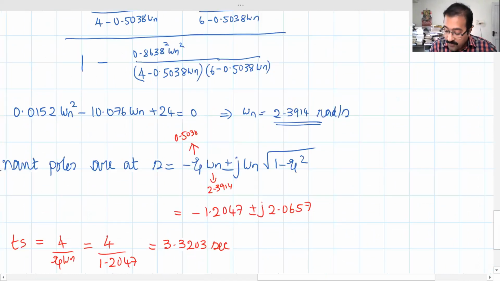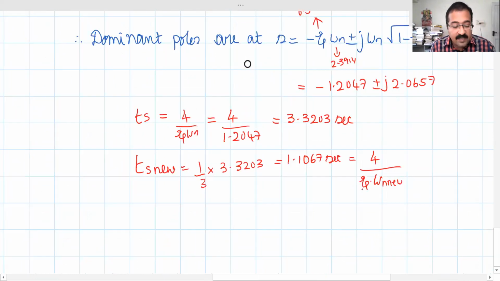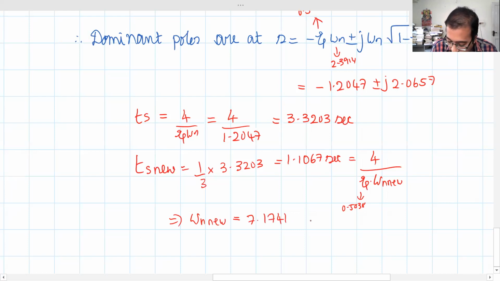So we have to find what your omega n new is. Theta remains the same. Theta will be the same, 0.5038. So that means your new omega n will be 7.1741 radians per second. This is the new undamped natural frequency.